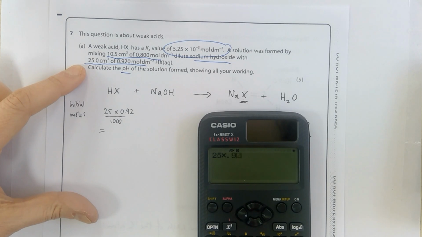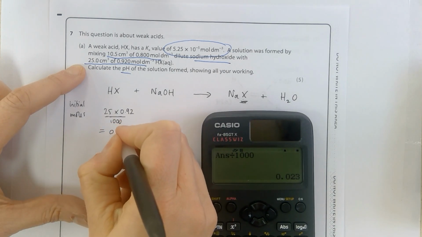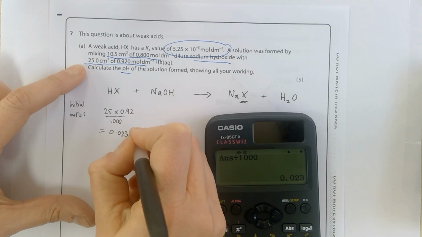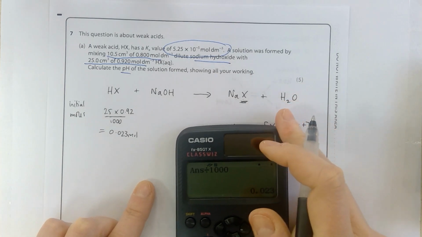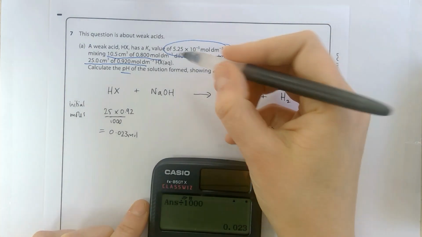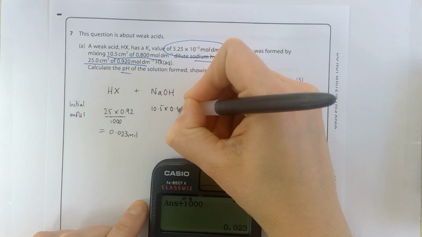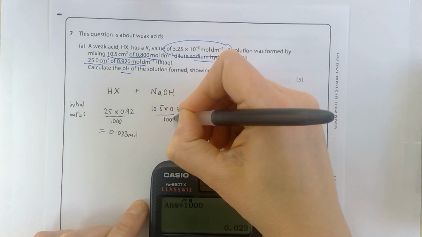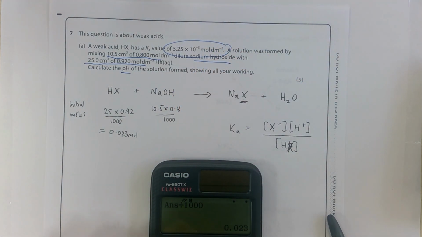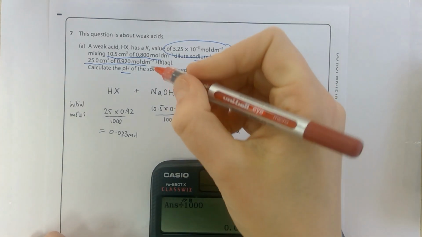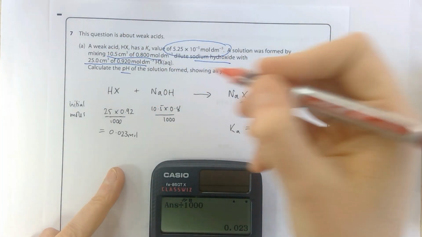25 times 0.92 divided by 1,000 gives me 0.023 moles. Let's get our moles of sodium hydroxide. So I've got 10.5 times 0.8 over 1,000. It may even be a good idea to tick off what you're using as you go, because you should be using all the information in most questions.